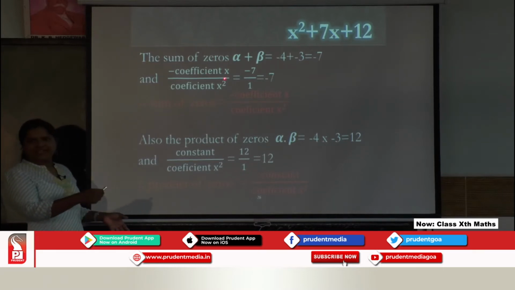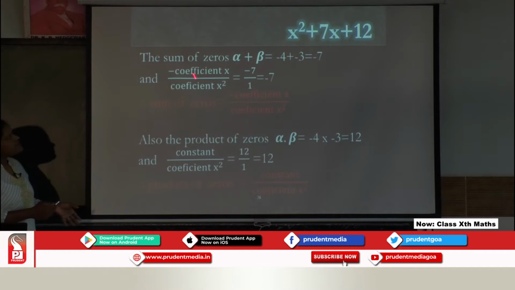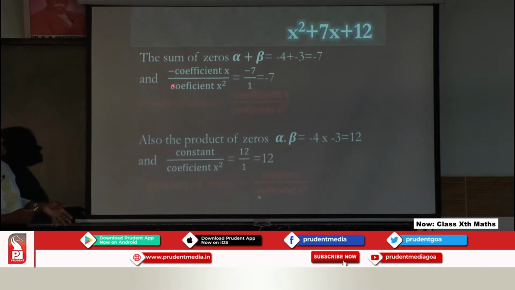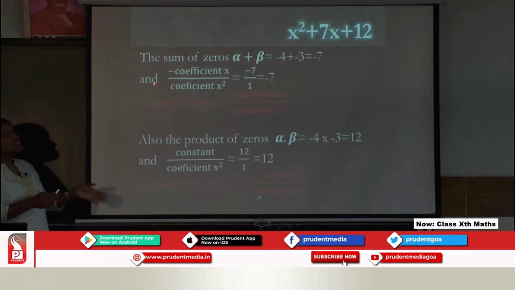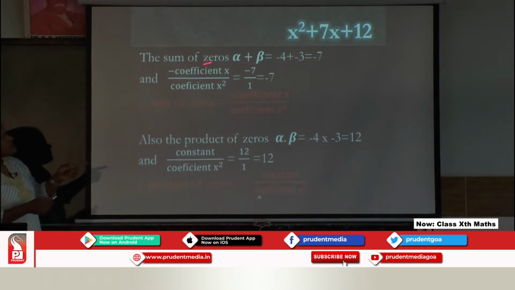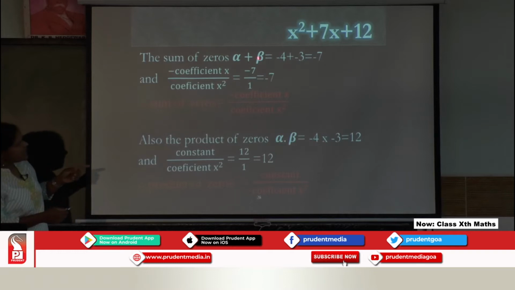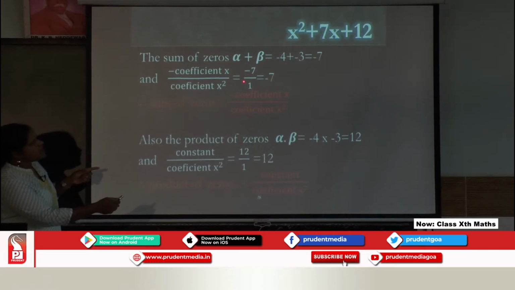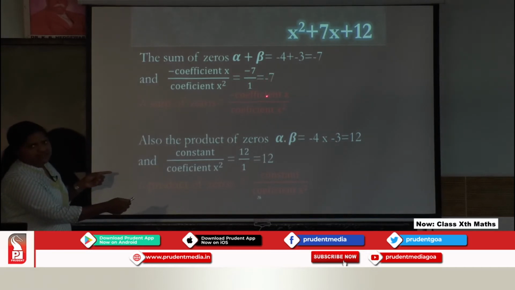So I got this by direct calculation. If I apply the formula, what is the formula? Minus coefficient of x upon coefficient of x square. This is related to the sum. So if I apply the formula, what do I get? Minus coefficient of x. What is the coefficient of x here? 7. So I wrote 7 here. Minus is again part of the formula. Coefficient of x square is 1. So I wrote minus 7 upon 1 is equal to minus 7.